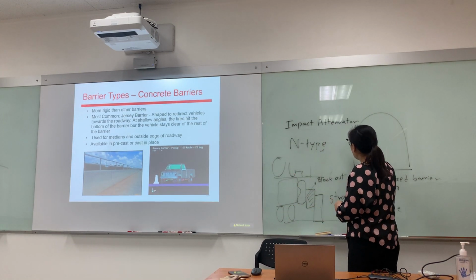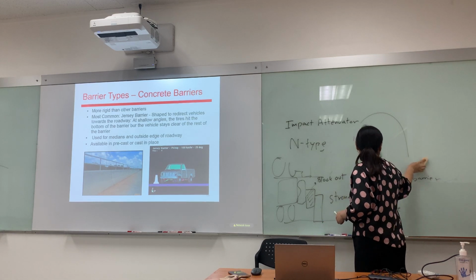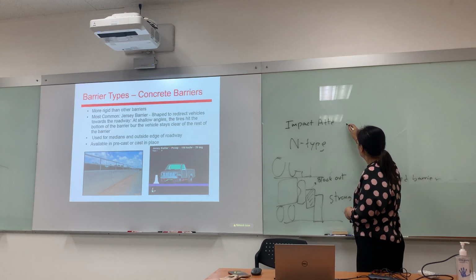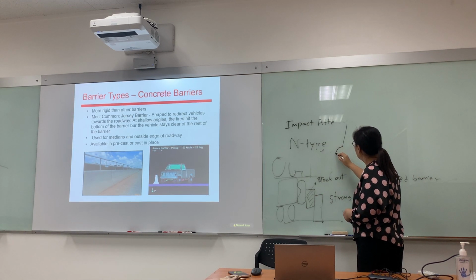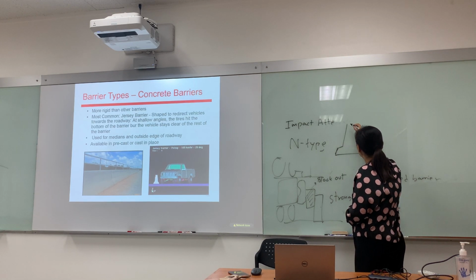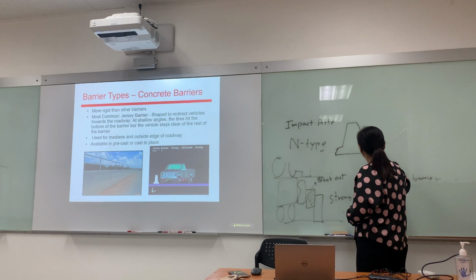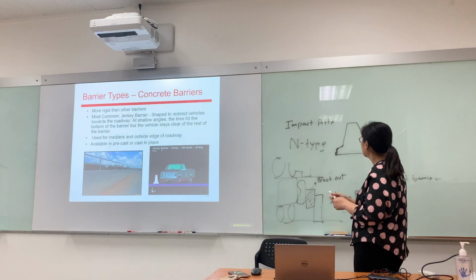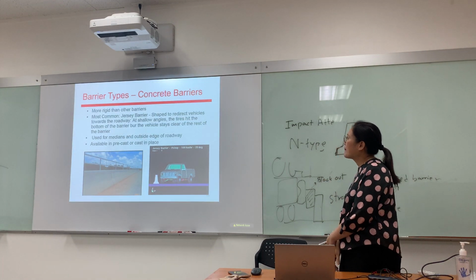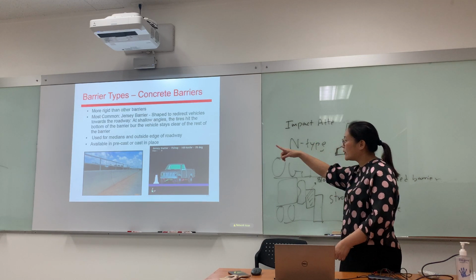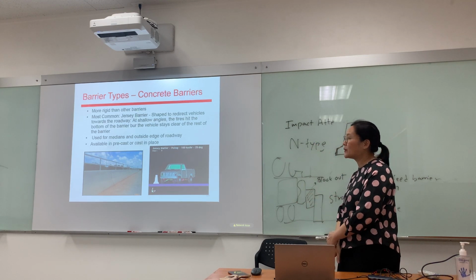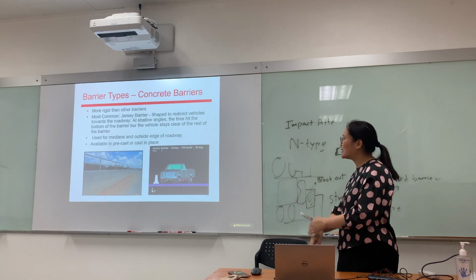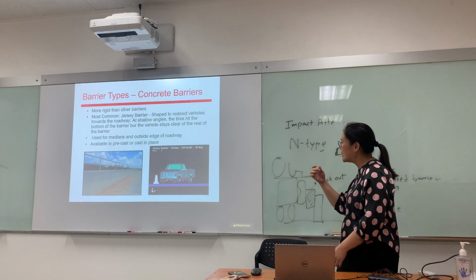The shape, what you see nowadays, is all New Jersey, like this. New Jersey type. This is the barrier that you have seen nowadays. Also, the same thing: the concrete barrier is used to redirect the vehicle for side impact. Frontal impact is not good. Hitting a concrete barrier head-on is dangerous. So side impact is okay. This is the New Jersey type.